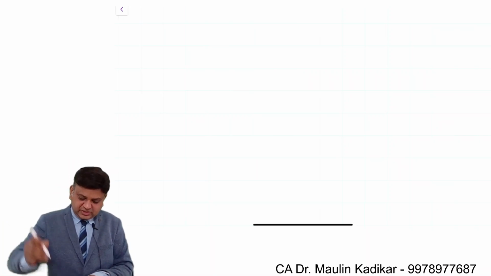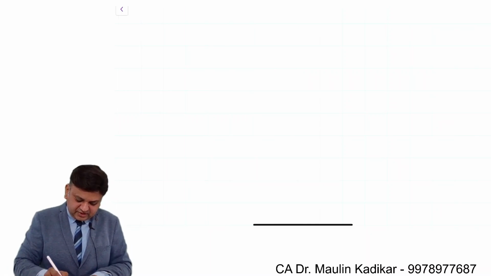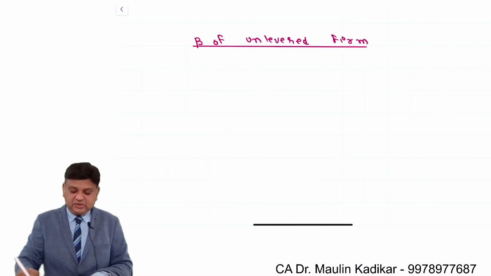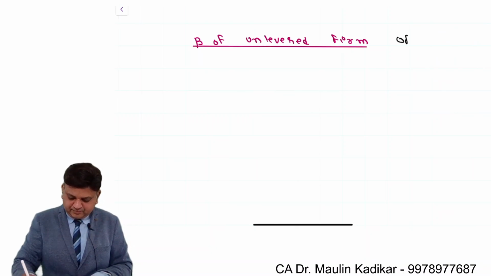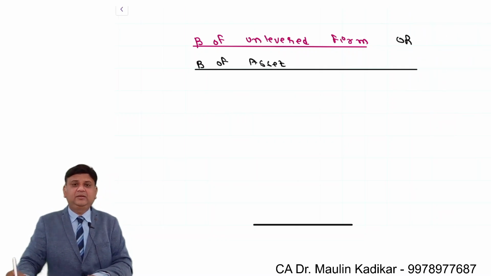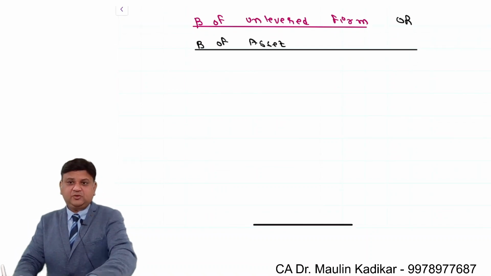Now we are starting with a new segment, and that new segment is given a name as beta of unlevered firm. This is also given a name as beta of asset. That is a new segment, that is the new concept that we are going to start. Everybody is requested to pay attention.